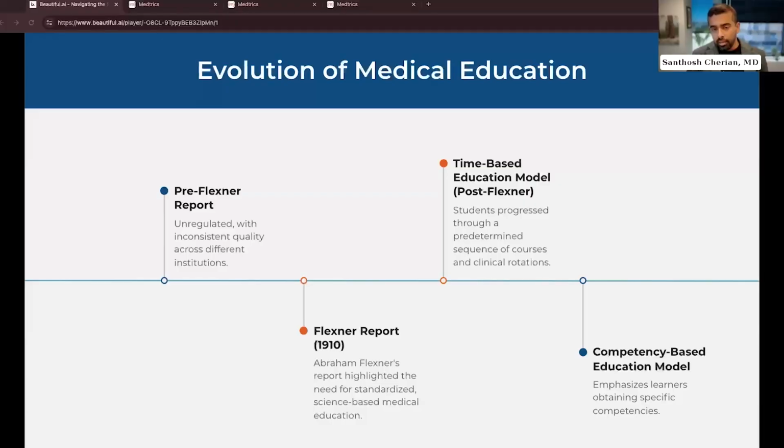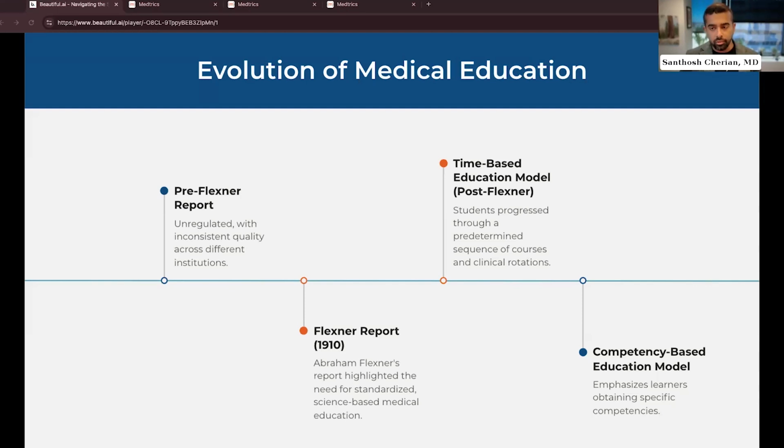It said that there is essentially no standardization. Schools were pretty much doing whatever they wanted to, and this led to the closure of many medical schools and the development of more standardized education across medical schools. And initially, this was more of a time-based standardization.